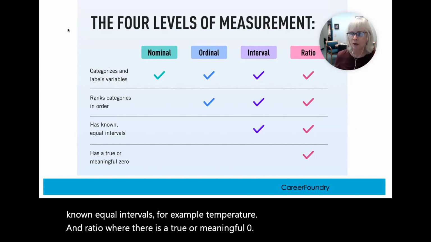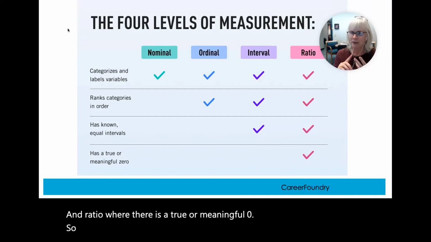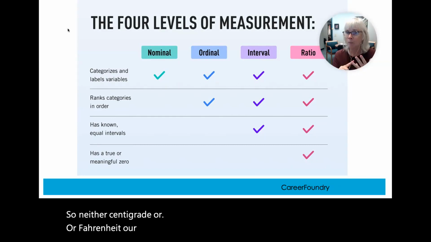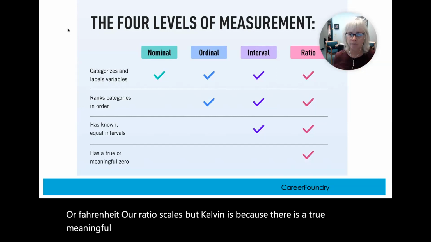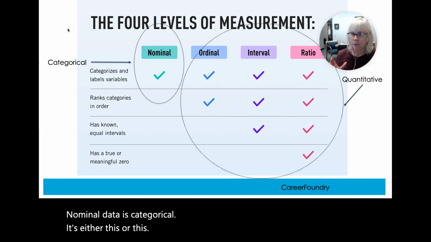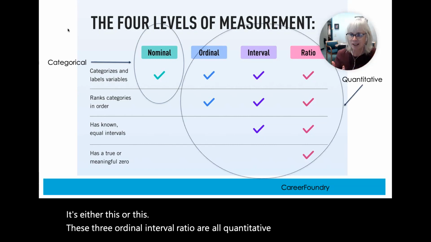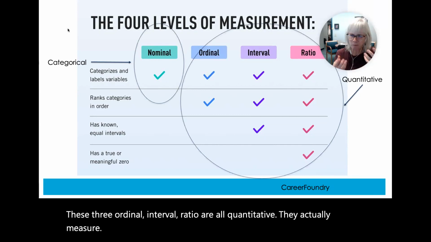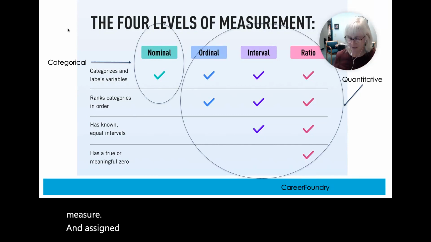So neither centigrade nor Fahrenheit are ratio scales, but Kelvin is, because there's a true meaningful 0. Now, nominal data is categorical. It's either this or this. These 3, ordinal, interval, ratio, are all quantitative. They actually measure and assign meaningful numbers to different kinds of data.